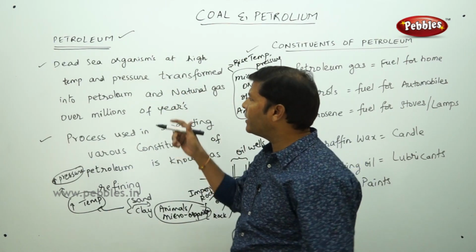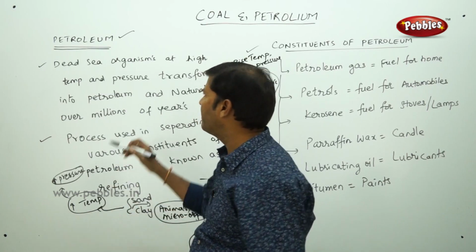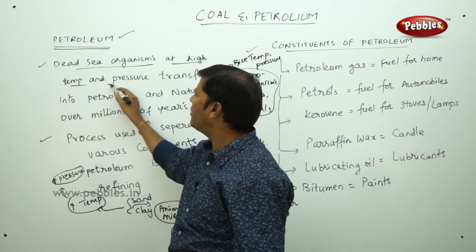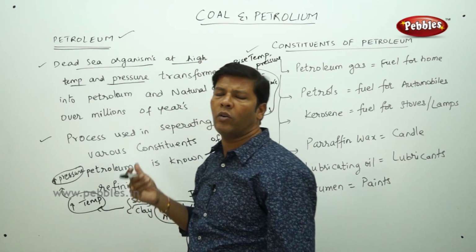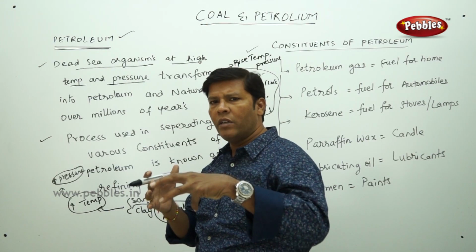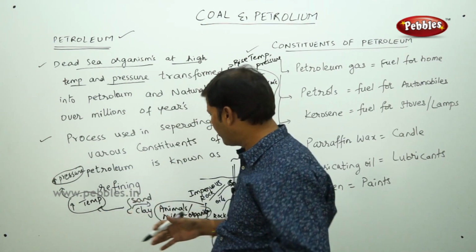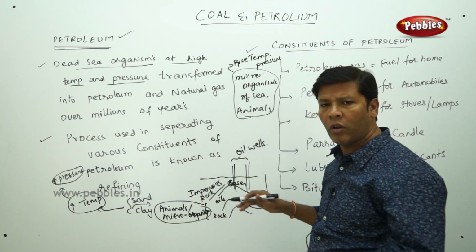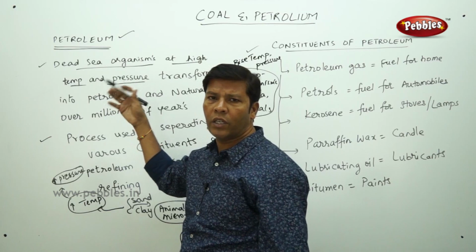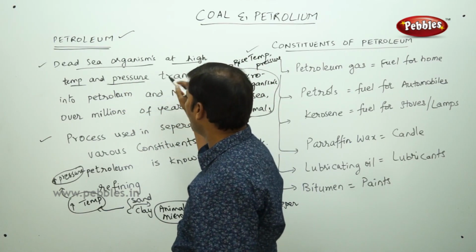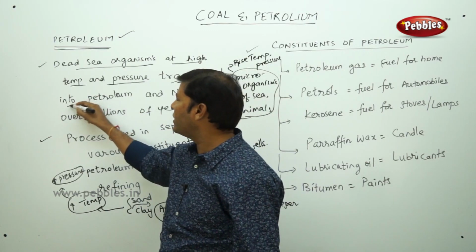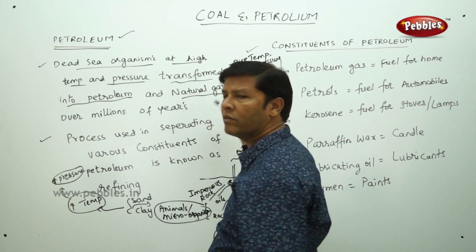So frankly speaking, how do you understand the formation of petroleum? The dead sea organisms at high temperature and pressure. Dead sea organisms means you can take all the living species present in the sea, which die and reach the bottommost crust region of the sea, and there you find a continuous increase of temperature and pressure, and because of this there is a transformation of these dead sea organisms directly into petroleum and natural gas.